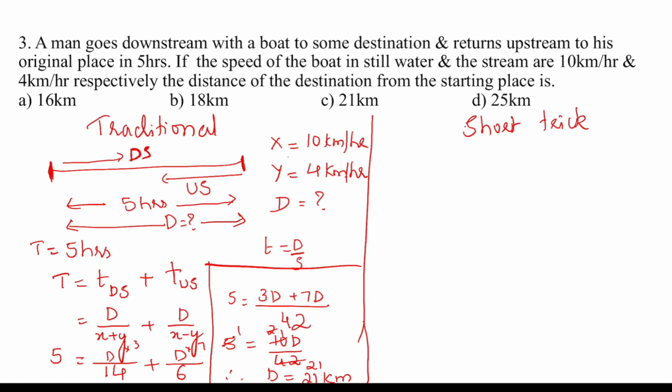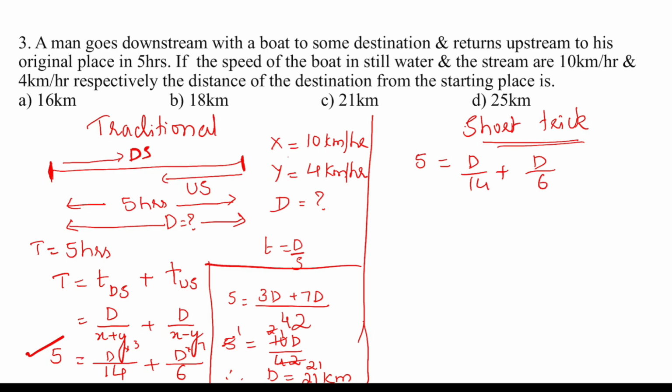Okay, so now we'll see the short trick. Okay, so how to solve. Now till here we should know, 5 is equal to D by 14 plus D by 6. We have to solve here. Then instead of taking LCM, what we can do is go by the options method.